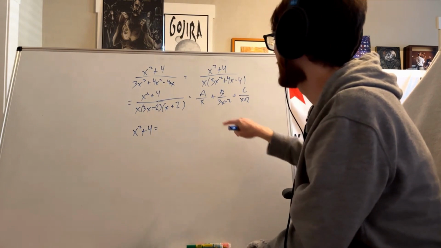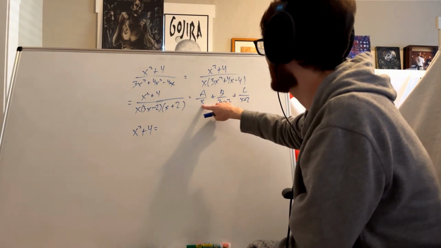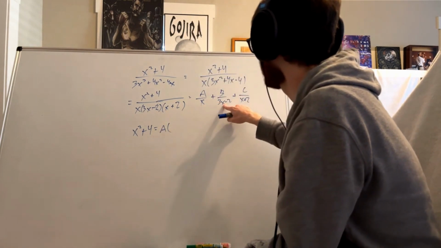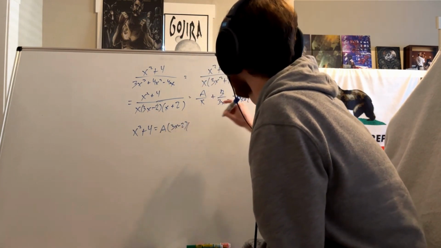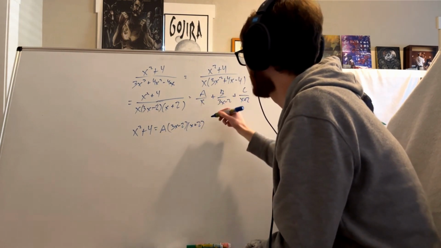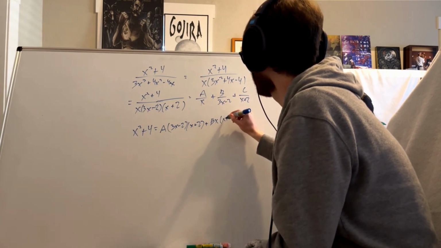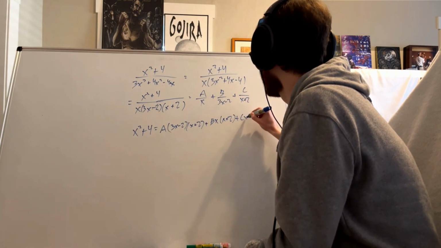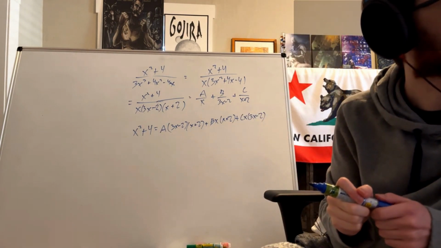Then over here, the a gets multiplied by the x, by the 3x minus 2, and by the x plus 2. The x down here will cancel with the x that we're multiplying by. So we just have a times the other two denominators, 3x minus 2 times x plus 2. B times the other two denominators, plus b. So x plus 2, plus c times the other two denominators, x times 3x minus 2. So I hope you're good with this so far.